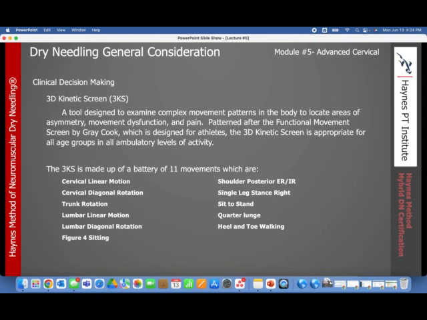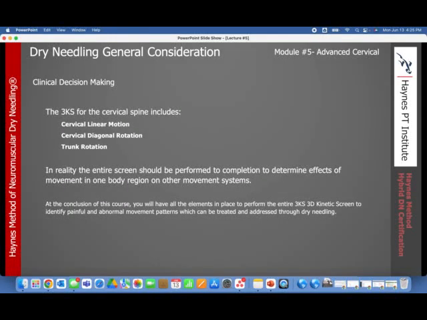The 3KS is made up of a battery of 11 movements, which are cervical linear motion, cervical diagonal rotation, trunk rotation, lumbar linear motion, lumbar diagonal rotation, figure 4 sitting, shoulder posterior external rotation and internal rotation, the single leg stance on the right, sit to stand, quarter lunge, heel and toe walking. So for the cervical spine, we're going to look at basically the first 3 components here: the cervical linear motion, the cervical diagonal rotation, and then our trunk rotation.